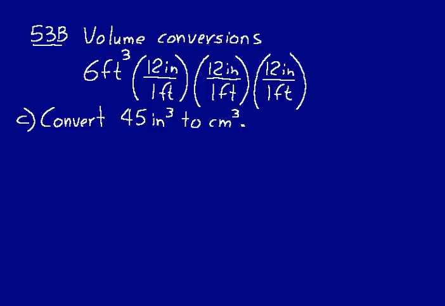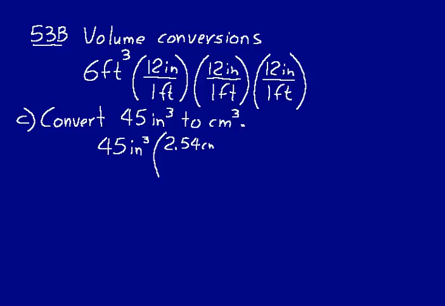So let's go ahead and do some practice problems. Look at practice problem C. Convert 45 inches cubed to centimeters cubed. So let's go ahead and write down what's given. Remember, that's always what we do first on these unit multiplier problems. 45 inches cubed. And we want to convert that to centimeters cubed, so we think, what unit multiplier could I use to make that conversion? Well, hopefully you know that there's 2.54 centimeters in an inch. And so we would do that 3 times.